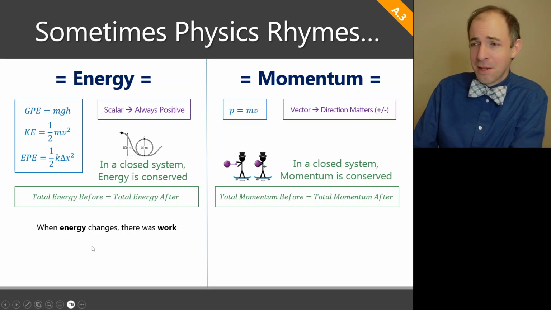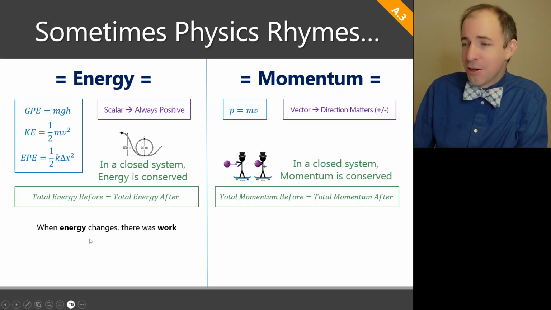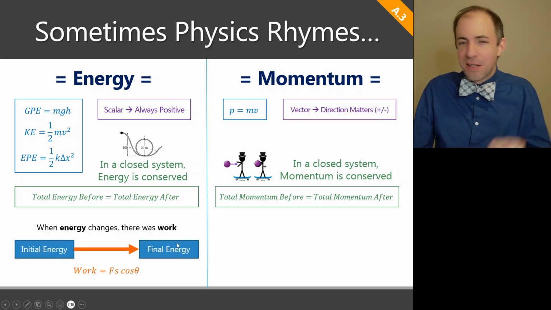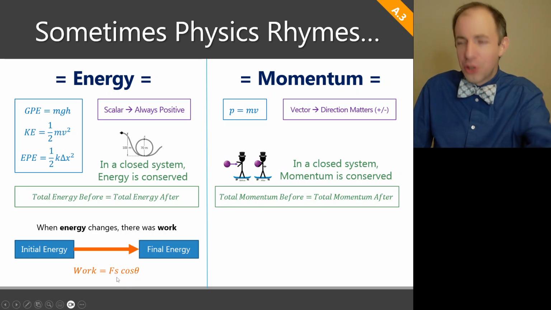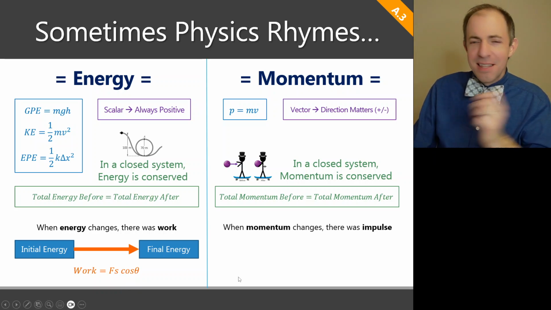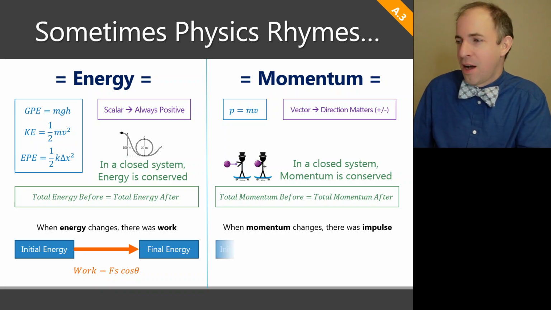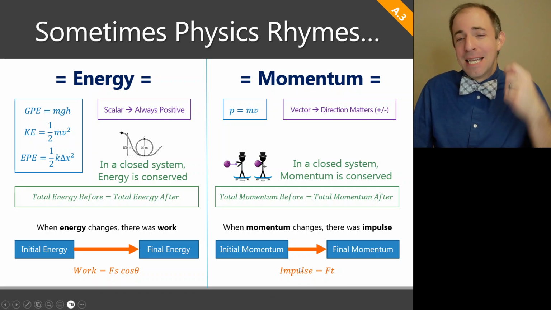And then the other similarity is how that property is changed. When energy changes, we said that there was work being done. So we compared the initial to the final energy, and the change was the work. Work, force times displacement, changes your energy. When we saw this in momentum, we said that when momentum changes, it was an impulse that caused that change. So the initial momentum to final momentum was changed by an impulse.